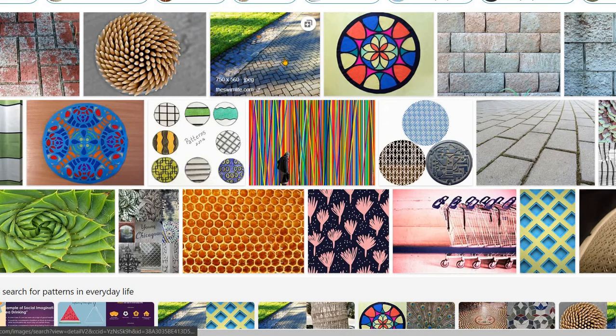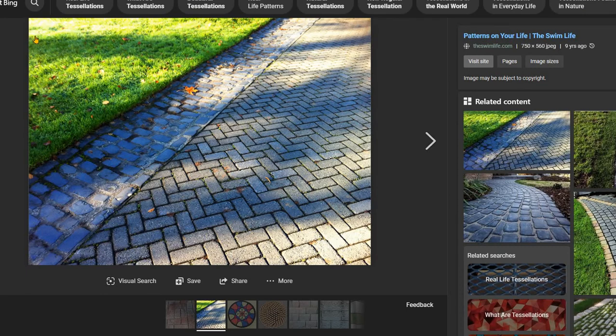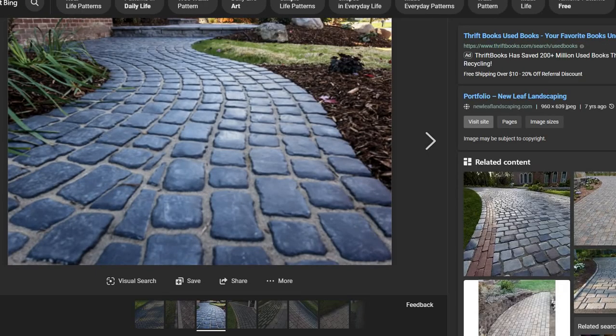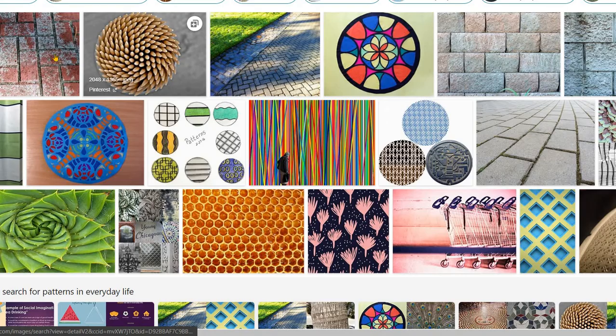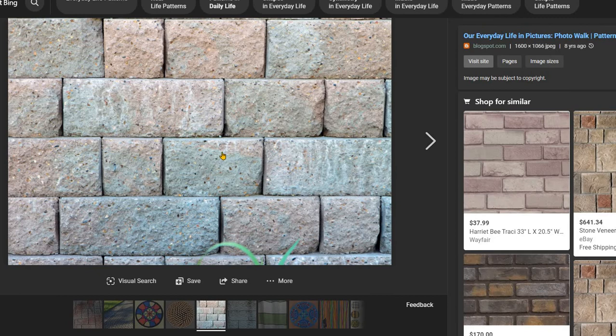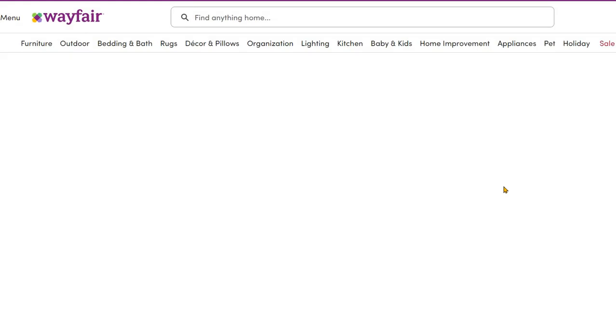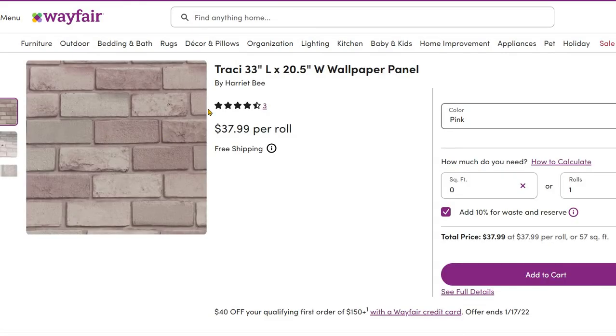So here's a pattern on the street. You can see patterns of tiles on the road. You can see brick patterns right here. Patterns over here as well. Let's take a look at some other pictures that exemplify patterns. Patterns here, brick patterns. If you've seen a brick wall, you know there are alternating patterns. Rectangle, rectangle, rectangle again here. Oh, this took us somewhere else. But you can see the pattern.